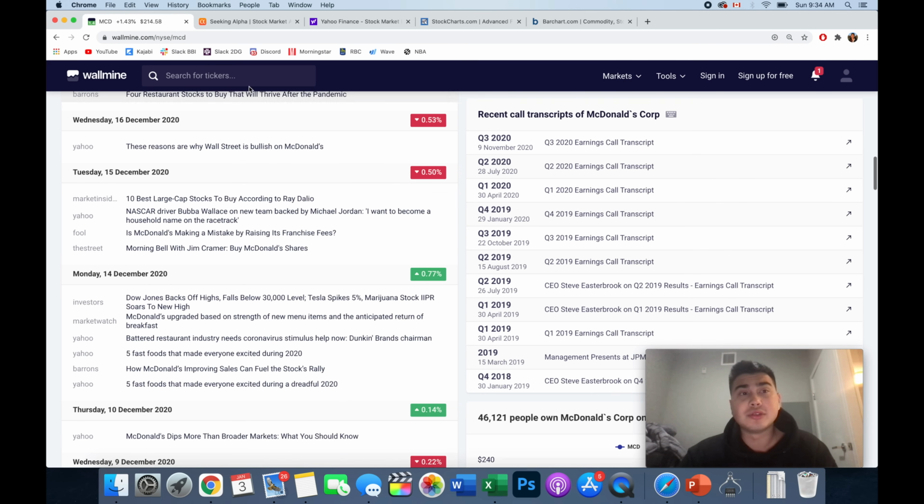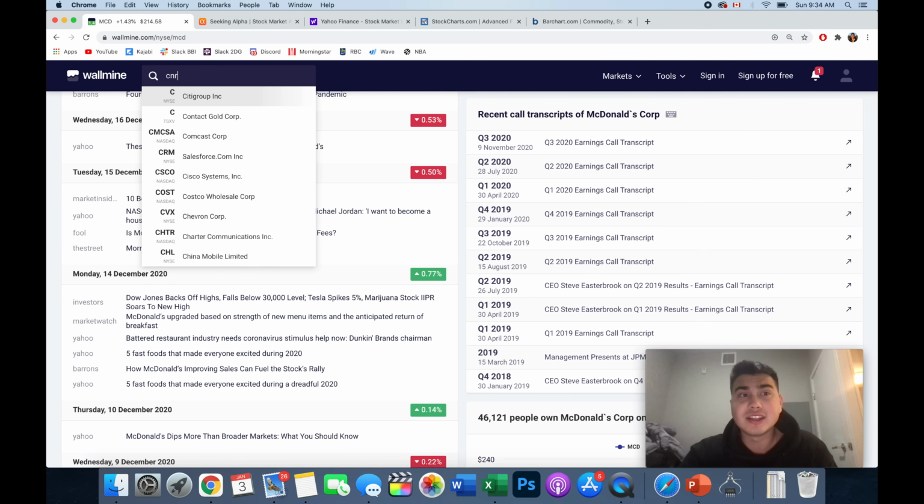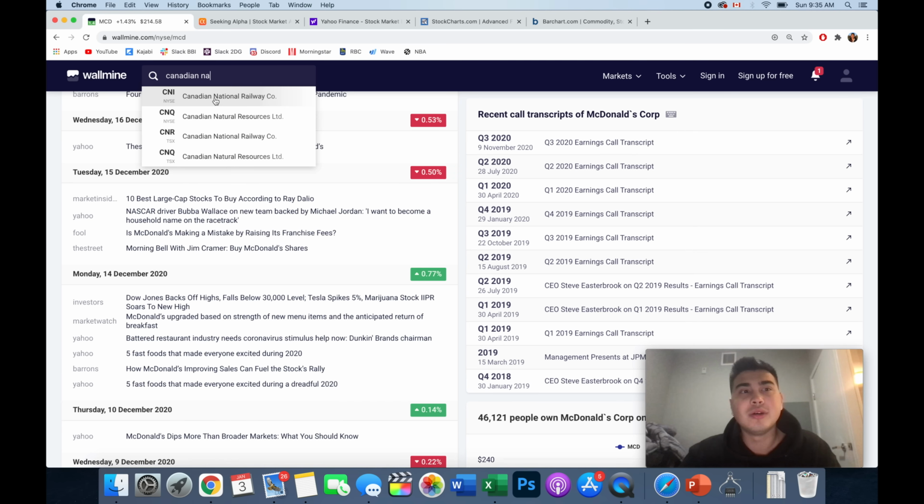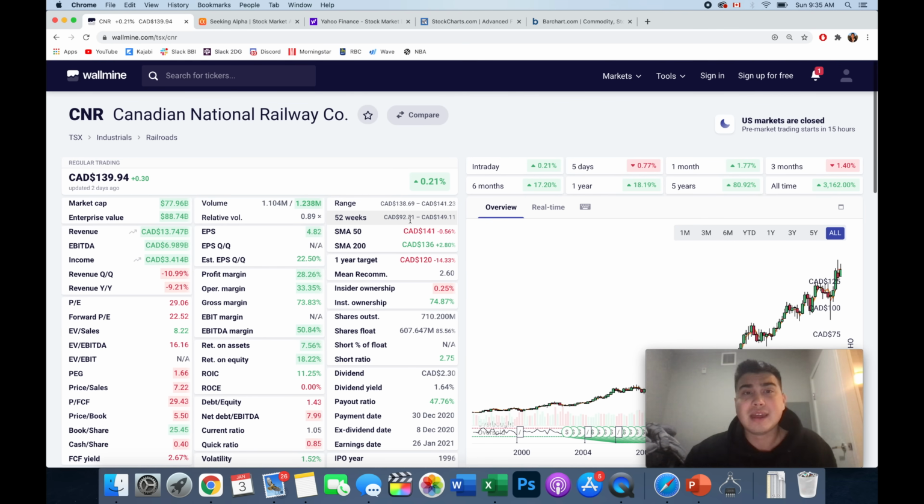But this has stocks for U.S. stocks, Canadian stocks. You can see, let's assume we type Canadian National Railway. You can see there's one on the TSX and then there's one on the New York Stock Exchange. So obviously click the one that makes sense for what you're looking for.